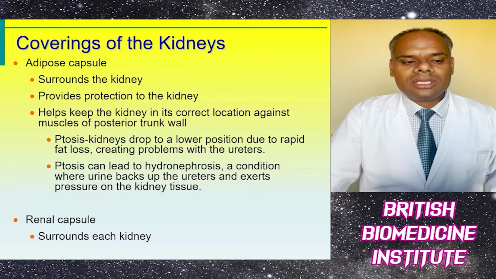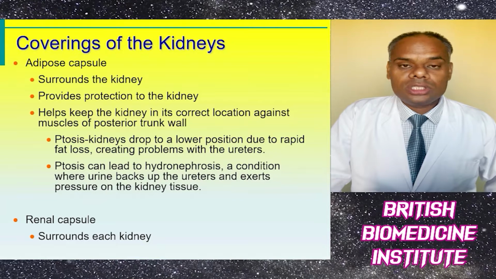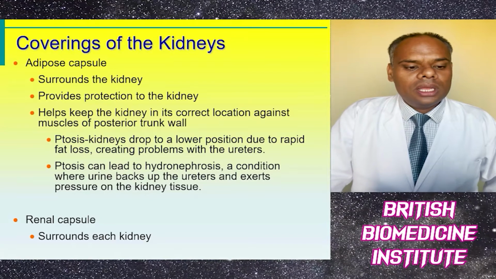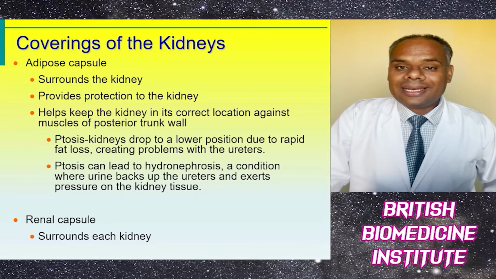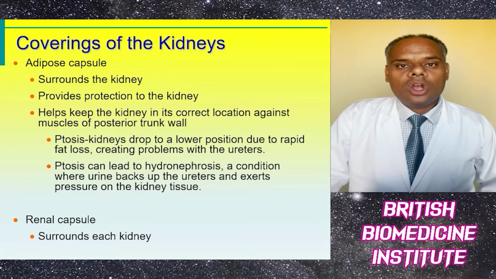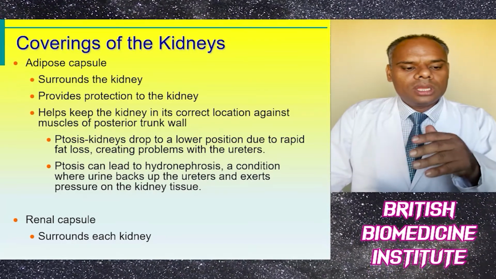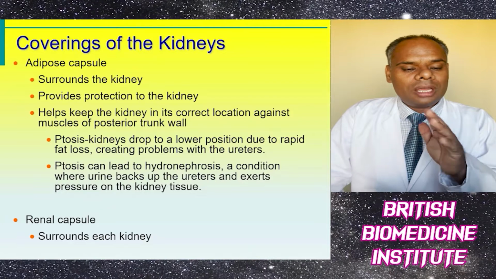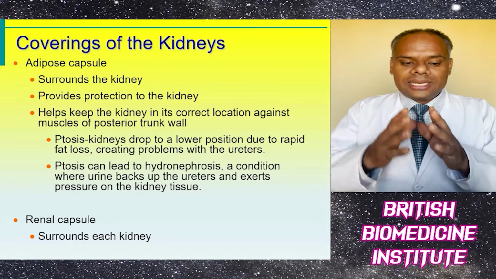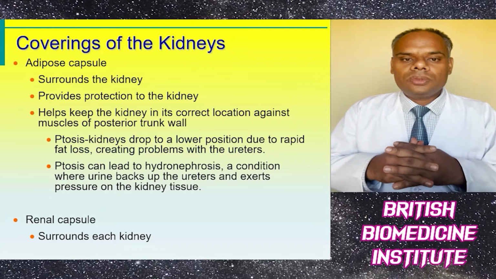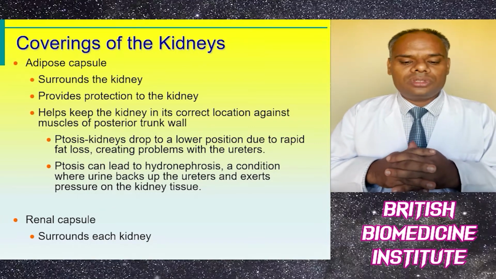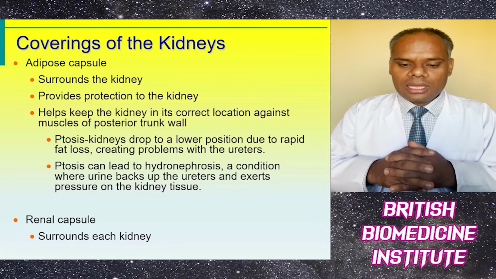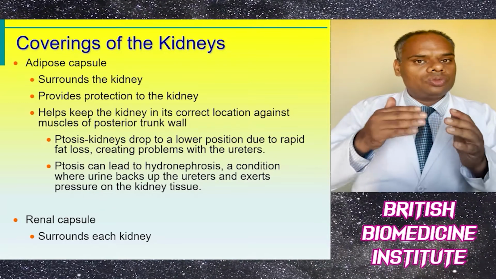Basically, the kidneys are covered with an adipose capsule which surrounds the kidney and provides protection. It also helps hold the kidney in its correct location against the muscles of the posterior trunk wall. Ptosis is when the kidney drops to a lower position due to rapid fat loss, creating a problem with the ureter. Ptosis can lead to hydronephrosis, which is a condition where urine backs up in the ureter and exerts pressure on the kidney tissue.